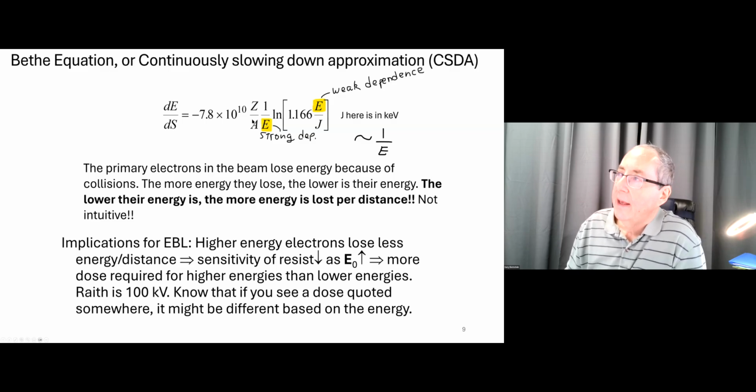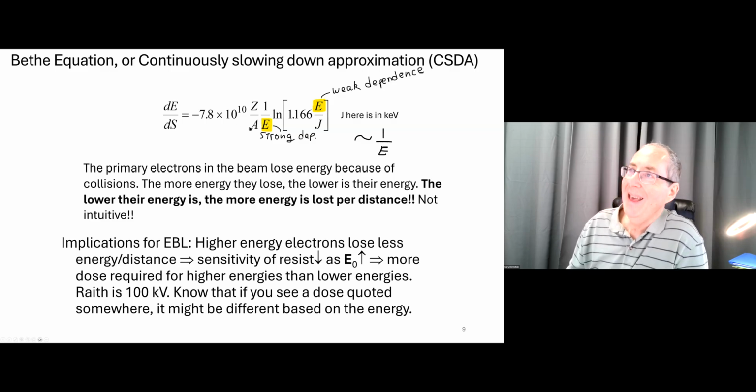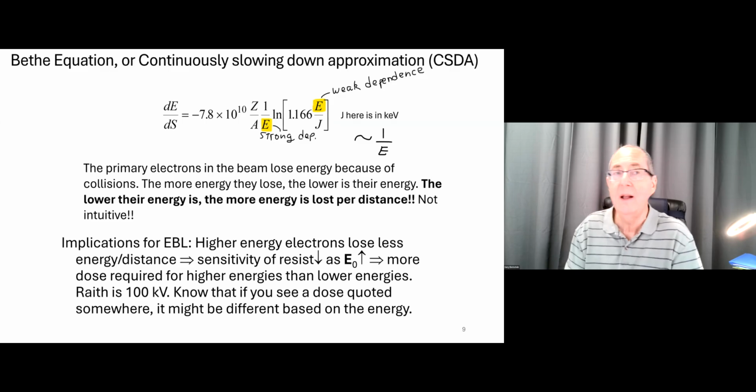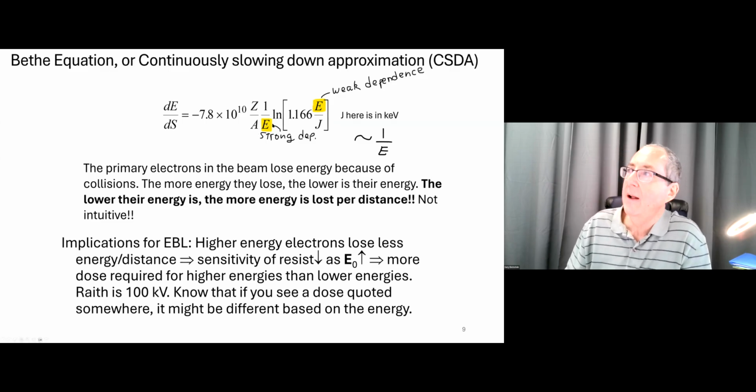But you might intuitively think that the higher the energy of the beam, or the higher the energy of the electron at any position within the solid substrate, the more energy it would lose per distance. Well, that kind of makes sense, but it's wrong. This equation basically says that the higher the energy, the less energy is lost per unit distance.